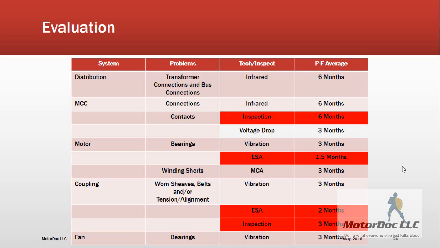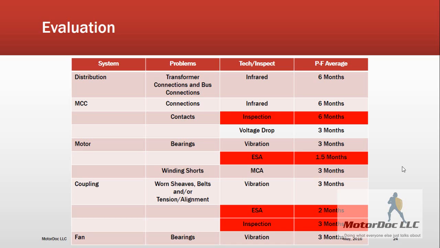With the motor bearings, vibration performed every 6 weeks would be the best option. However, if there are a large number of systems fed off a single MCC, the solution may be different. Winding shorts require MCA performed every 6 weeks. With the belts and sheaves, vibration is selected. However, as mentioned earlier, if there are a number of systems, it may be more effective to use electrical signature analysis from the MCC to detect the issue. Finally, the fan bearings should require vibration every 6 weeks.